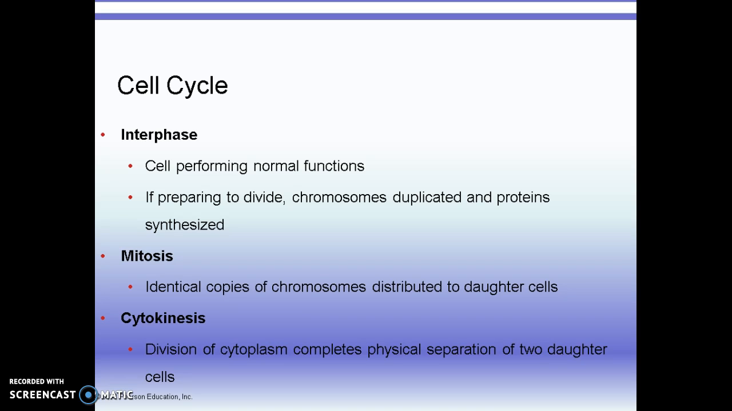So mitosis itself is division of the nucleus. That is, the chromosomes are distributed to the daughter cells. Cytokinesis is the division of the cytoplasm. So there's a physical separation of the 2 daughter cells.